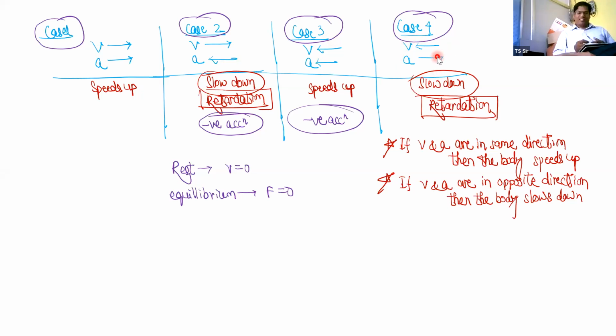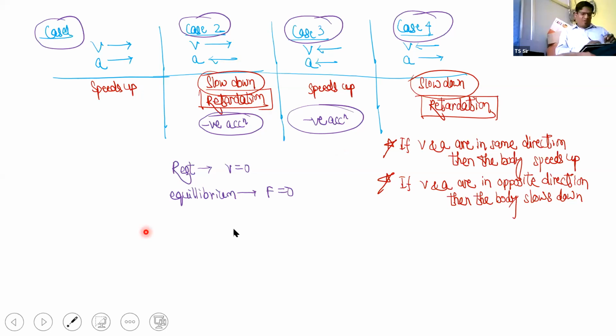Then I mentioned what happens when velocity and acceleration are in opposite directions. That means case 2 and 4: the body slows down, and slowing down of the body is called retardation. If we take rightward acceleration as positive, then leftward acceleration can be taken as negative. In that sense, case 2 and case 3 can be called negative acceleration. So negative acceleration and retardation are two different things.